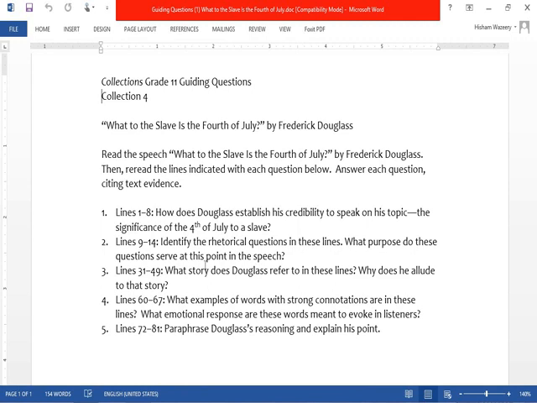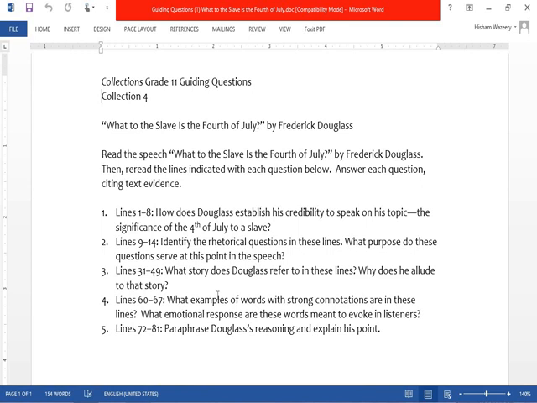The second question: identify the rhetorical questions in these lines from line 9 to 14. And as I told you, rhetorical questions are questions that don't need answers. Then you are asked to say what purpose these questions serve at this point in the speech. So why did he use these questions here? In question number 3, from line 31 to line 49, what story does Douglass refer to in these lines? He mentioned a certain story in these lines. What was that story? And why does he allude to that story? Why does he refer to that story?